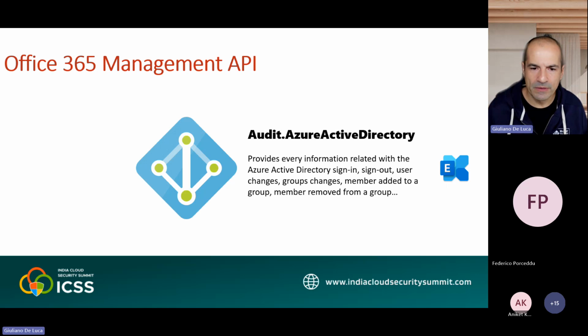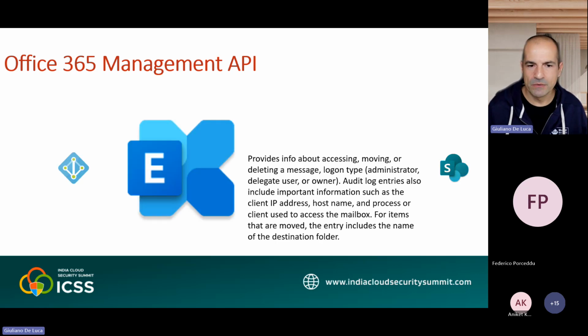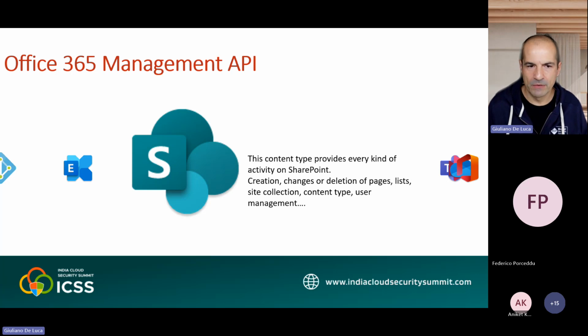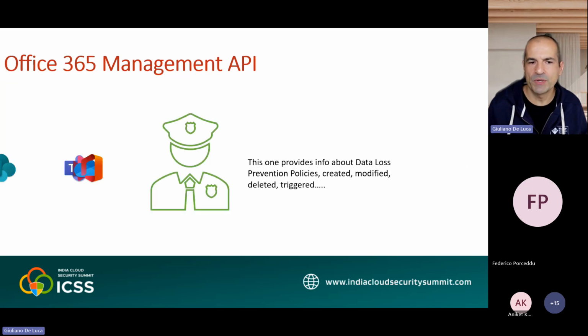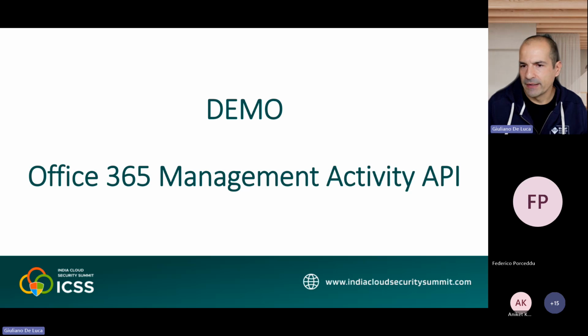What you can do here is leverage this API to get information related to the Active Directory or to Exchange. Maybe you want to get informed when the user sends a specific email or attaches something to the email, every kind of activity related to Exchange. You can get informed also about activities on SharePoint, of course. And then there is another content type, which is more generic and basically targets the entire services in Microsoft 365, then Teams, OneDrive, Stream, and so on. And finally, we have the last content type, which is the DLP policies.